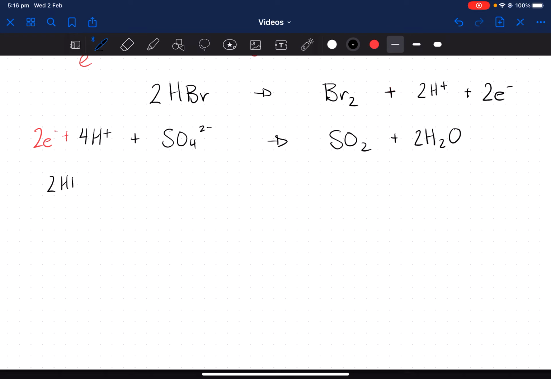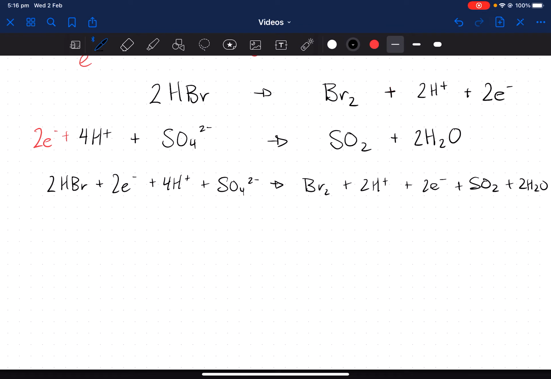So 2HBr plus 2e minus plus 4H plus plus SO4 2 minus goes to Br2 plus 2H plus plus 2 electrons plus SO2 plus 2H2O. All right, so that is everything.